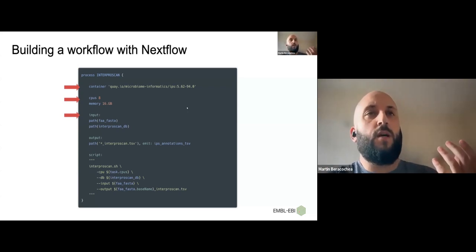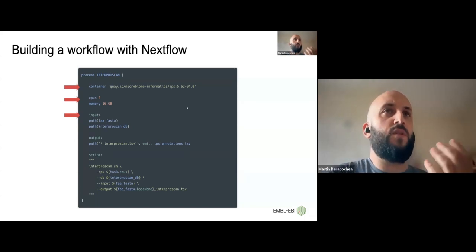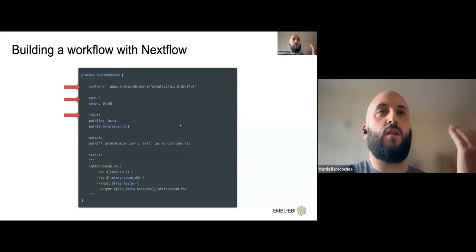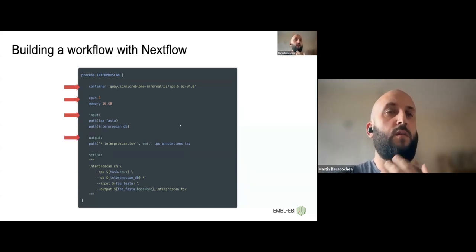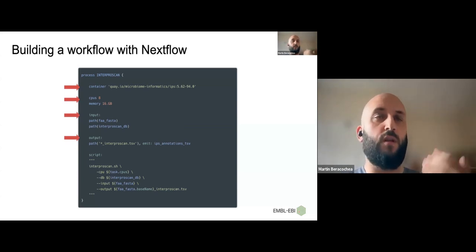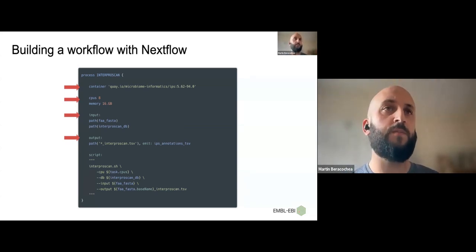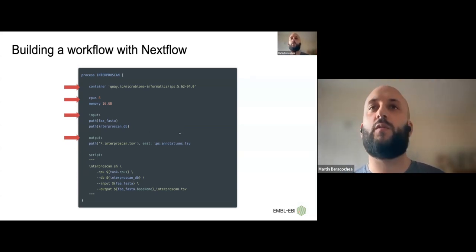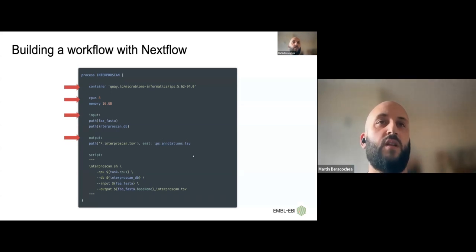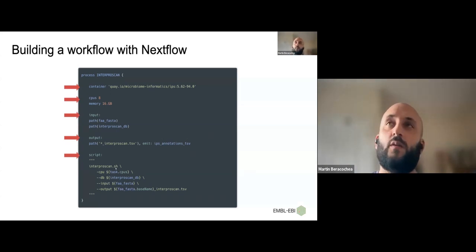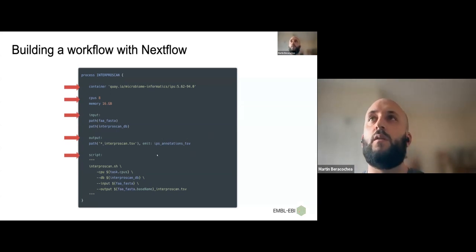More on the process itself. You can see here these are the inputs that this process takes. This is my FASTA file with the proteins and the InterProScan reference from EBI. And these are the outputs of it. So it's basically generating a TSV at the end. And again, as I was saying, this is a script. This is how you execute it.